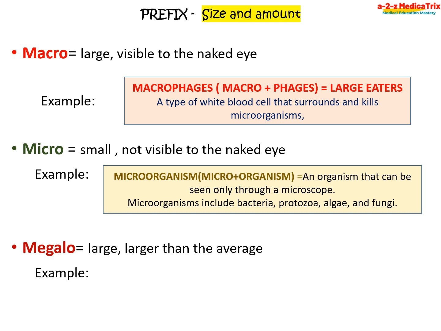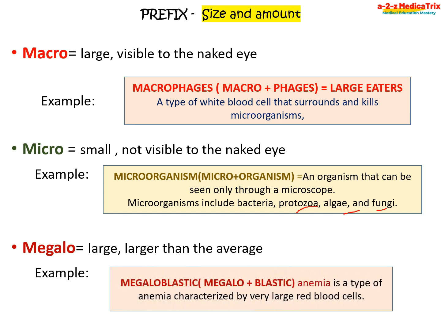Let's take the example microorganisms. Microorganisms are seen only through a microscope. Examples are bacteria, protozoa, algae, and fungi. These are the things we see through a microscope. Then the next word is megalo. Megalo means large, larger than average. Let's take the example megaloblastic anemia. In this type of anemia, red blood cells are very large in size.